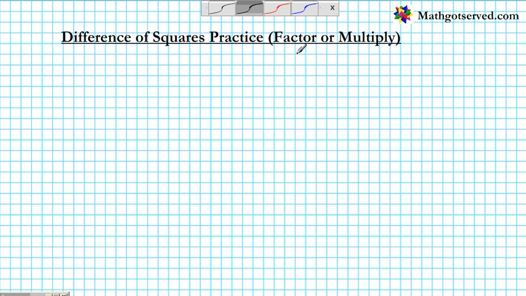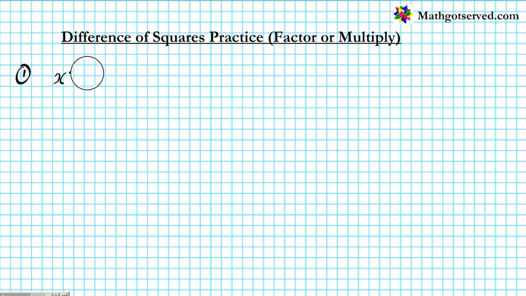So let's go ahead and do the following problems. The task is either we factor or multiply. If it's in factored form, we multiply. If it's in expanded form, we factor. So number one: what if we have x squared minus 16?